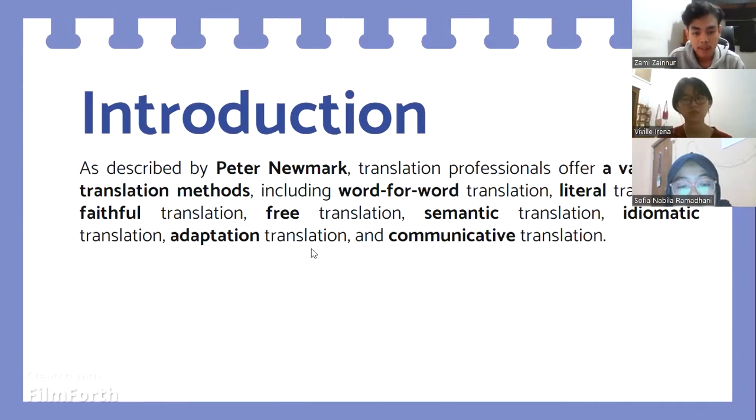Seventh, adaptation translation, used mainly for plays like comedy and poetry. The themes, characters, and plots are usually preserved. And the last, communicative translation, attempts to render the exact contextual meaning of the original so that it is readily acceptable and comprehensible to the readership, in both the content and the language.